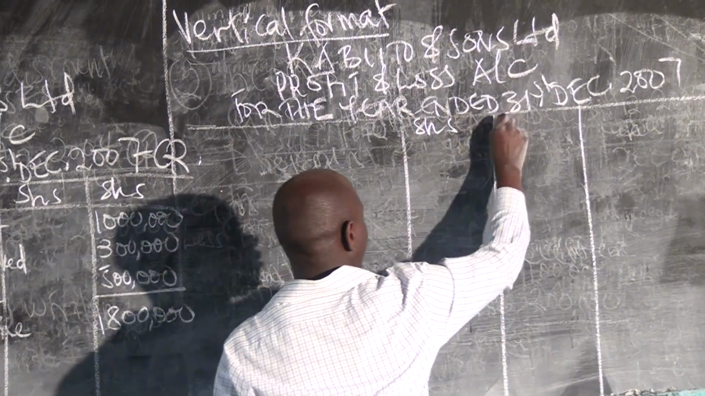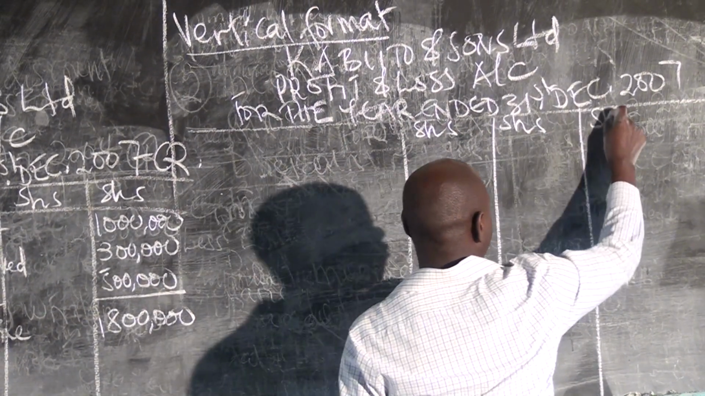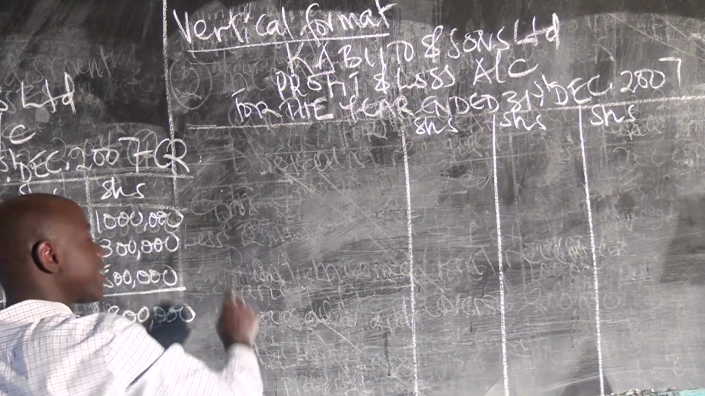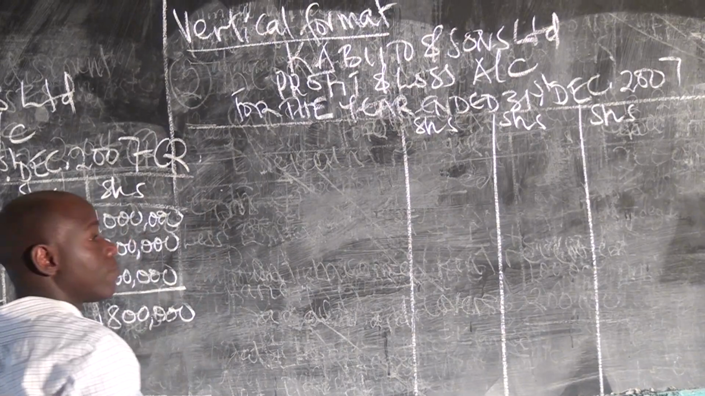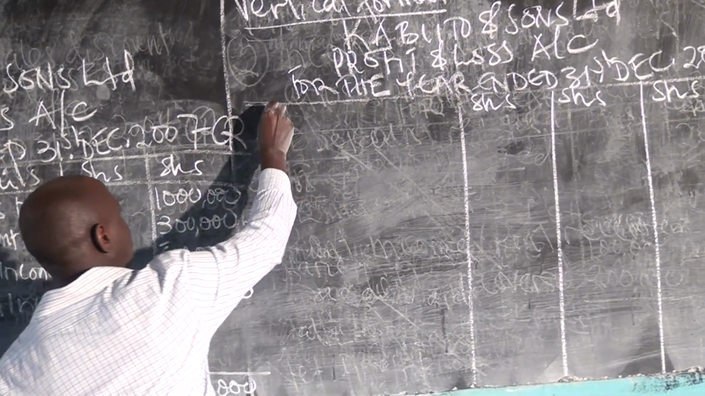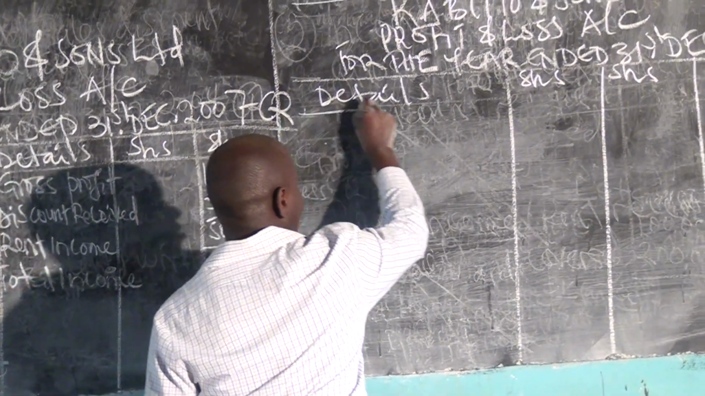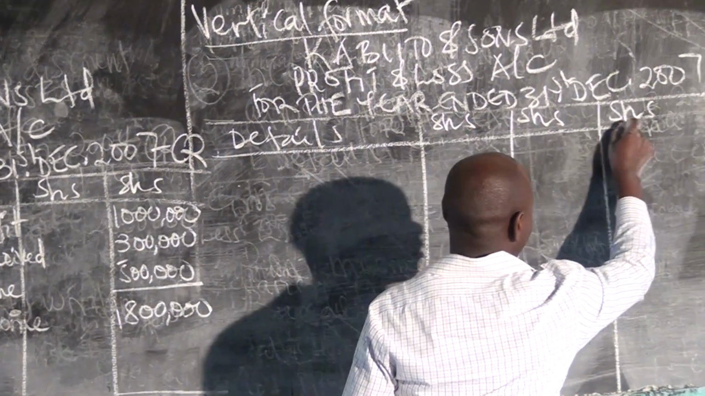Shillings, units are very important. If you don't indicate the units, we shall penalize you in future in exams. We divide your marks by 2 if you don't indicate the units. More so in those columns where we write the monetary values.